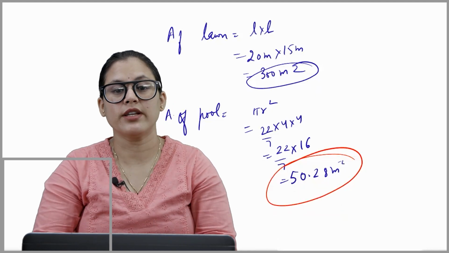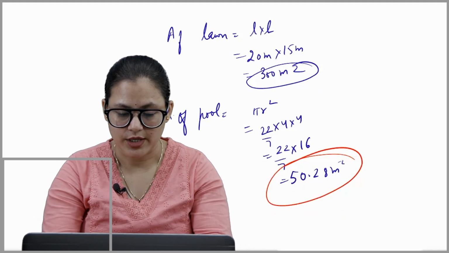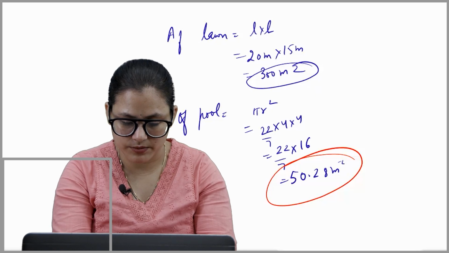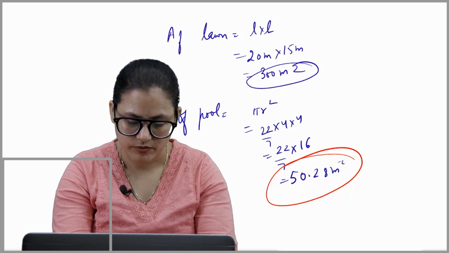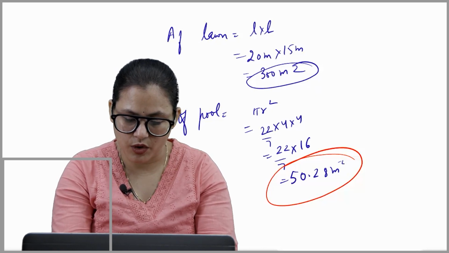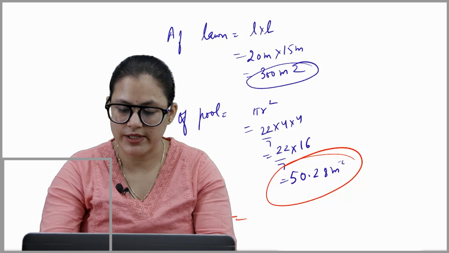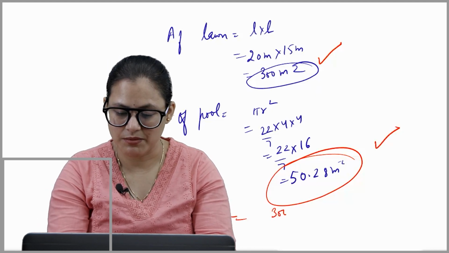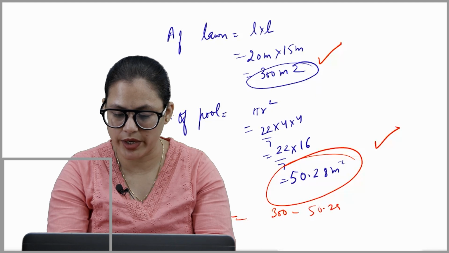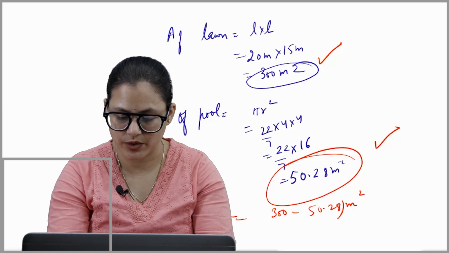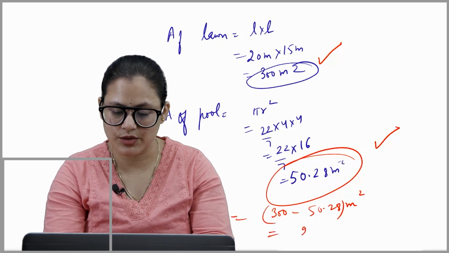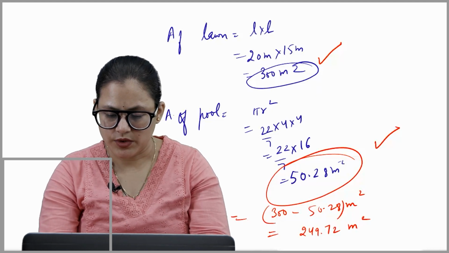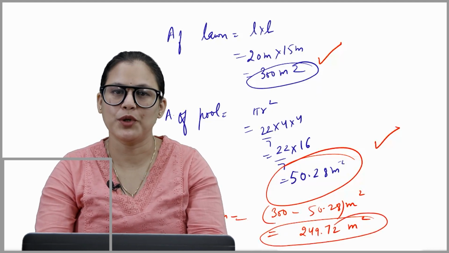Now we have to find out the remaining area of the lawn. So remaining area is what? We will subtract this area from the area of lawn. So 300 minus 50.28 meter square. And then we'll get this answer, 249.72 meter square. So this is the area of remaining lawn.